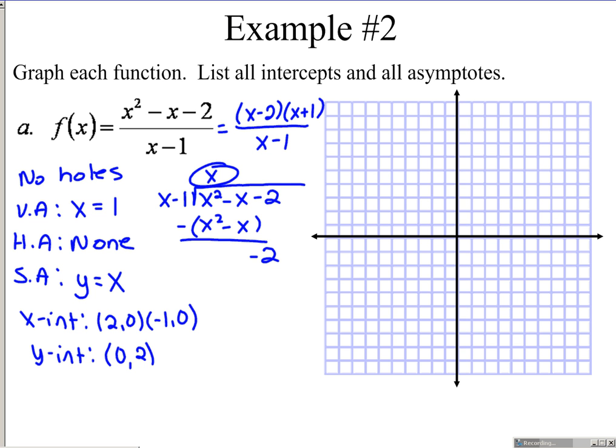Start graphing all the info that we have again. Vertical asymptote at x equals 1. The slant asymptote is the line y equals x. That has a y-intercept of 0 and a slope of 1. So we have a point at 0 and our slope is 1. So here is our slant asymptote. Go ahead and dot that in.